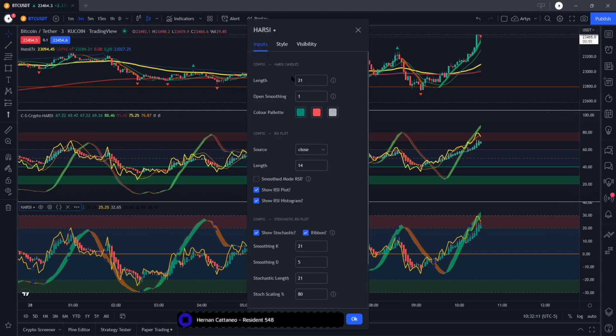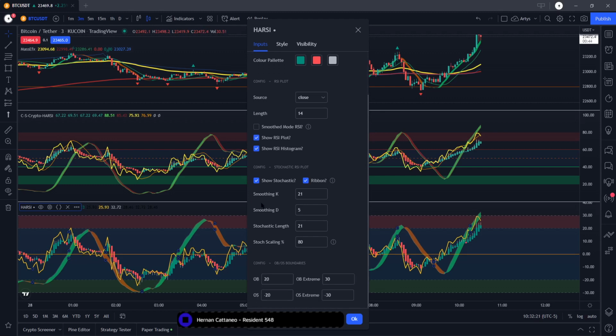So far you've got four different ways that you can set up smoothing, and the RSI has moving averages tied to it. The stochastic length, I left everything the same. The only thing I did was remove the scaling, because in the new version it's not necessary to introduce scaling. The configuration for overbought and oversold boundaries is still the same.